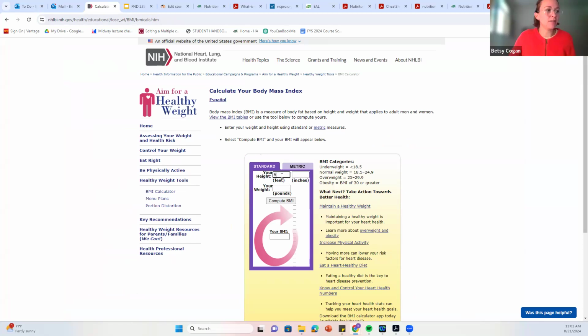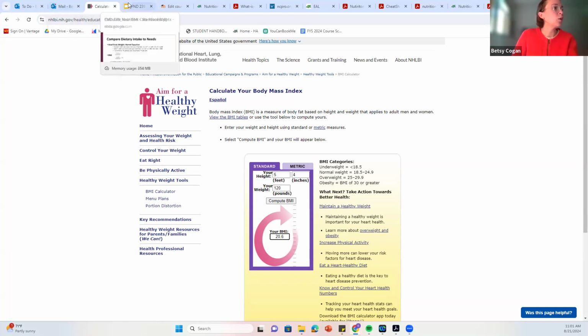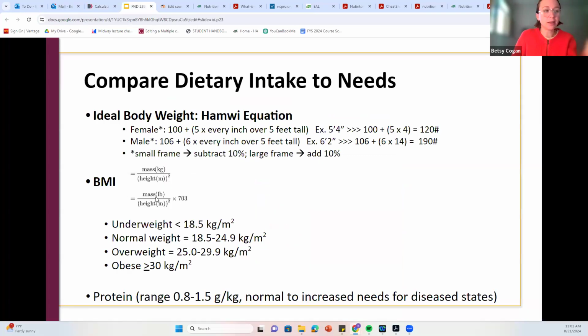So if we still had that 5'4" woman, she weighs 120 pounds. It gives us the BMI of 20.6. So there are calculators out there. When you're charting in the real world, you'll use a calculator. But knowing generally, it's kilograms per meters squared, or weight in pounds divided by height in inches squared times 703. So remember this equation, and then remember these ranges.